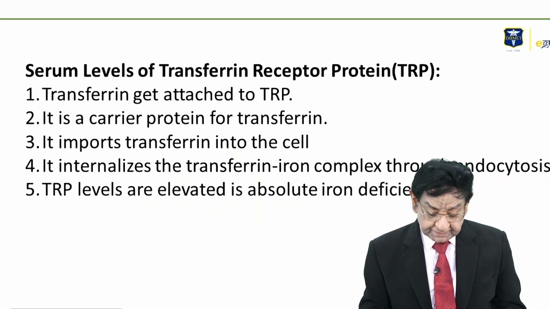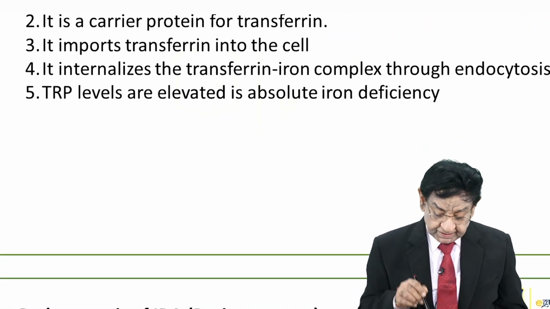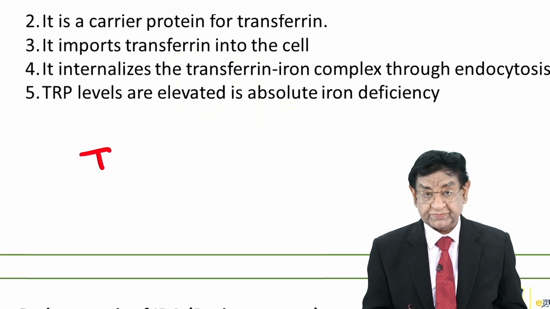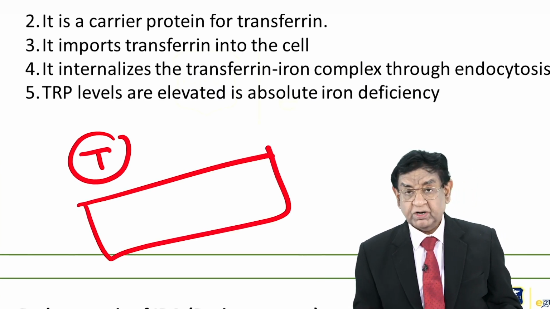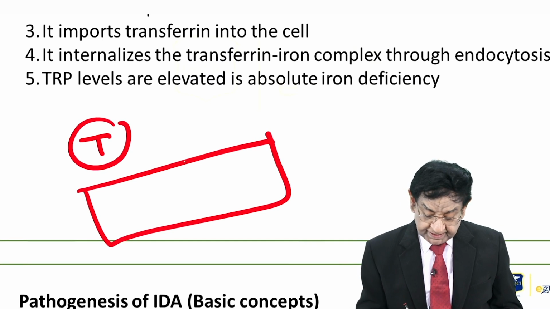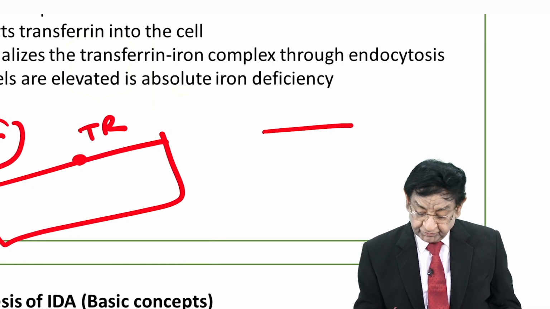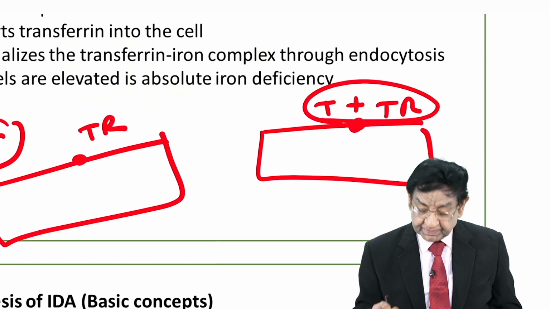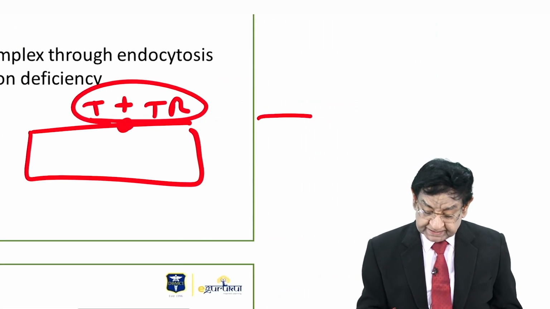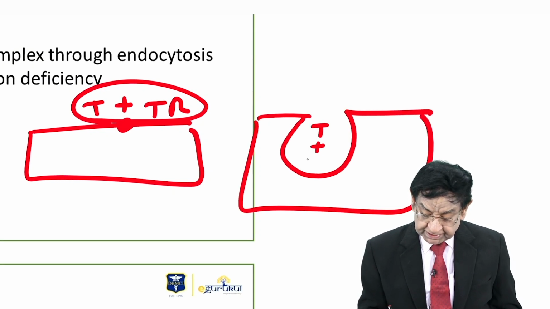Well, transferrin receptor proteins we discussed in part 1. A quick recap: T for transferrin, and this is the membrane of the bone marrow cell, and here we have a transferrin receptor. This transferrin will go and get attached to the transferrin receptor. So this complex is made, and this complex is taken inside the cell via endocytosis, T plus TR.